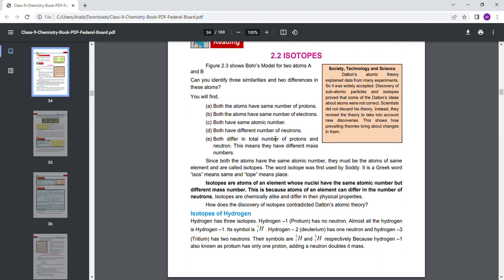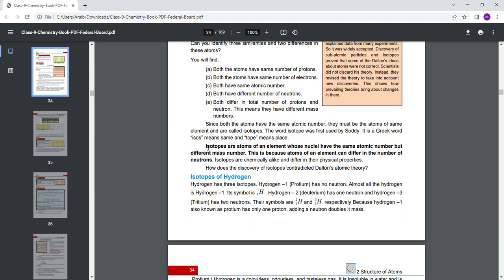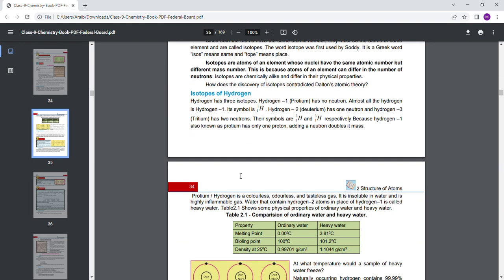So we have a quick look at the definition of isotopes. Isotopes are atoms of an element whose nuclei have the same atomic number but different mass numbers. This is because atoms of an element can differ in the number of neutrons. First of all, I will teach you three types of isotopes: protium, deuterium, and tritium. And now we will study isotopes of hydrogen.